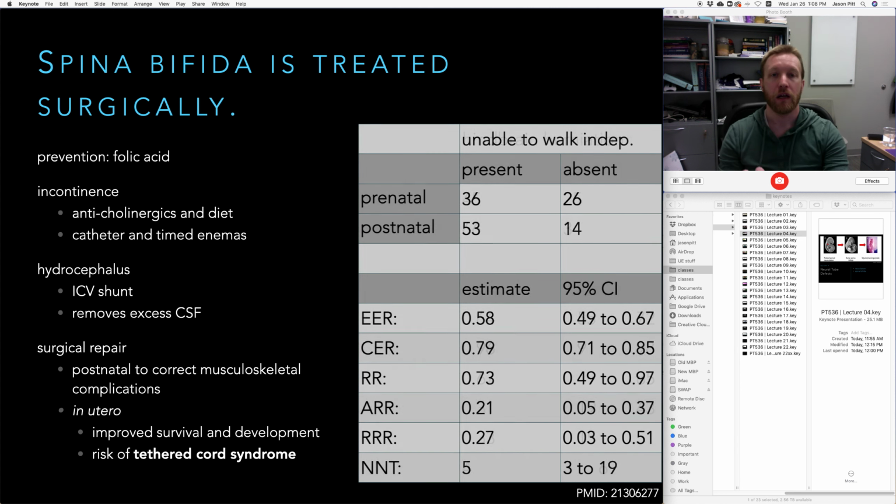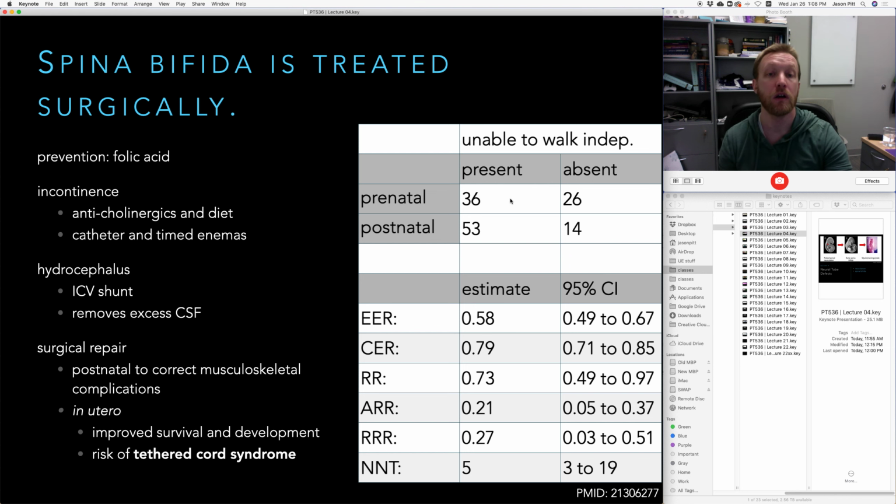Okay, there's development. How about an actual functional outcome, like the ability to walk? Of course, bad stuff is on the left, so the inability to walk is shown over here. The ability to walk is over on the right. Again, prenatal on top, postnatal on bottom. We can look at our event rates. Clearly it's lower here. Is it significant?